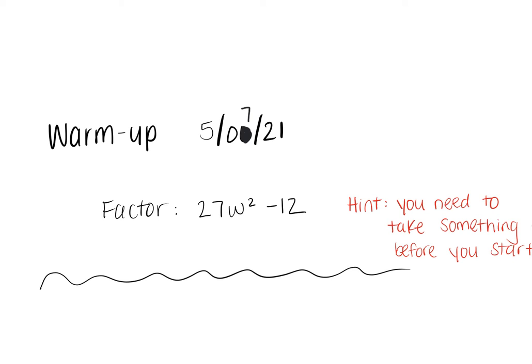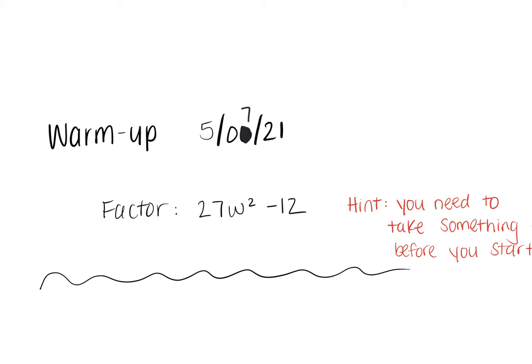Factor this expression, which is 27w squared minus 12. Right off the bat, what do we notice about this expression? Alan? There's no middle term. Very good. So we already know we're going to use Mr. Yurko's cheat code, okay? And we're going to set up two parentheses, right, with a plus and a minus.